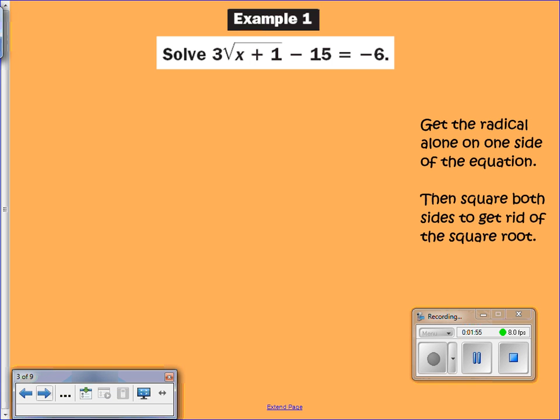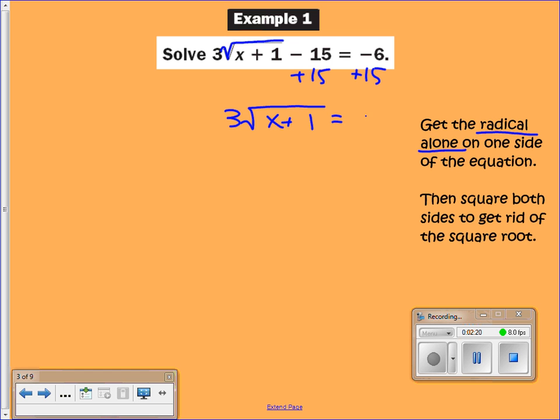Now, I need to solve for that x, but do you notice that that x is inside this radical? I can get rid of the radical by squaring it, but I can only do that if the radical is alone. You have to get the radical by itself. So look at what's around it. Let's add 15 to both sides. Now I have 3 times the square root of x plus 1 equaling 9. Okay, now I need to get the radical by itself. Let's divide by 3, and the square root of x plus 1 equals 3.